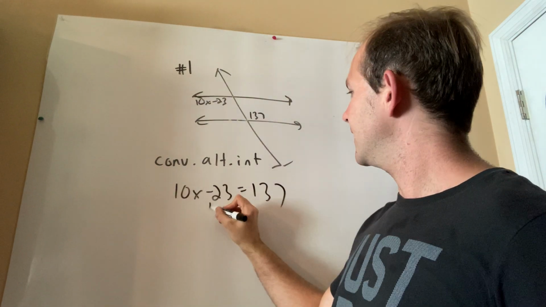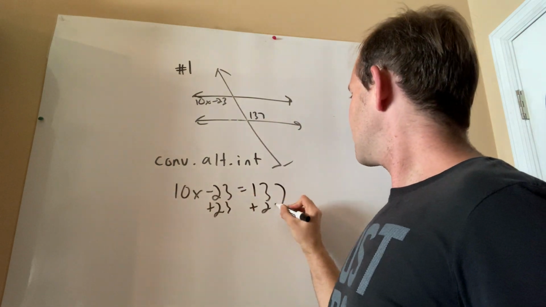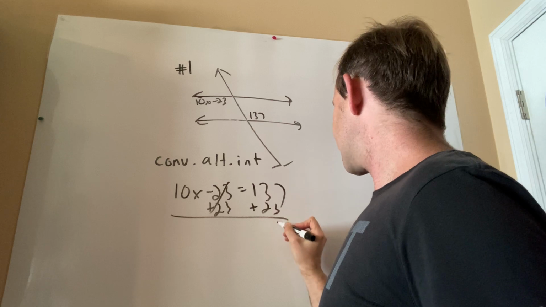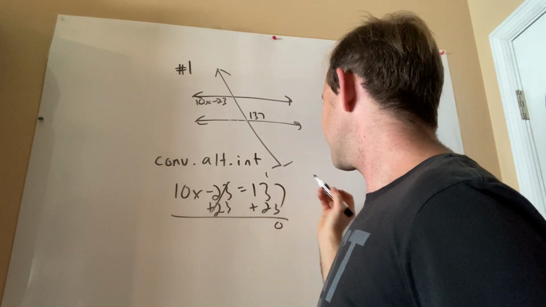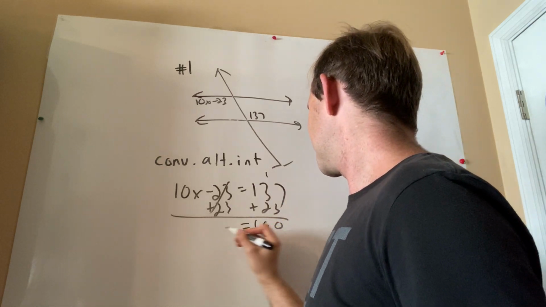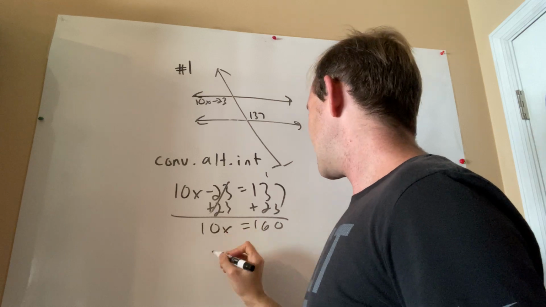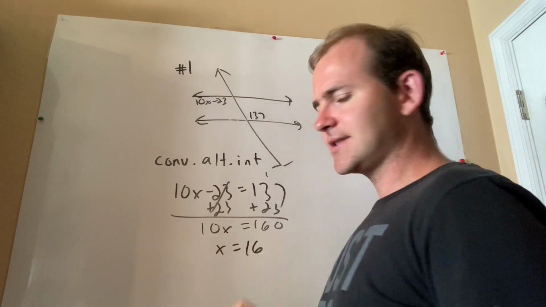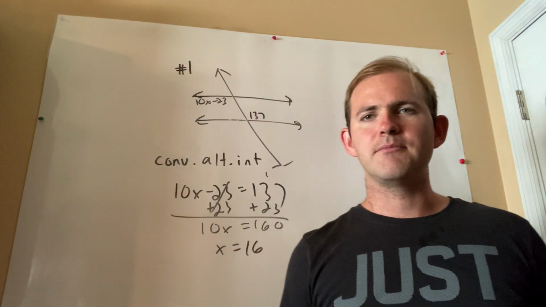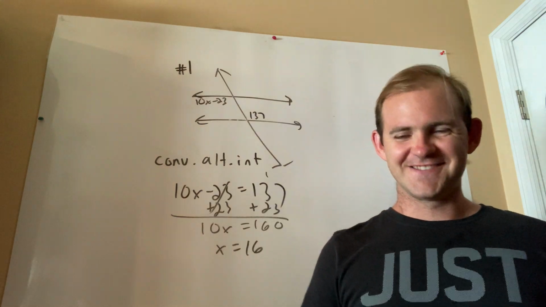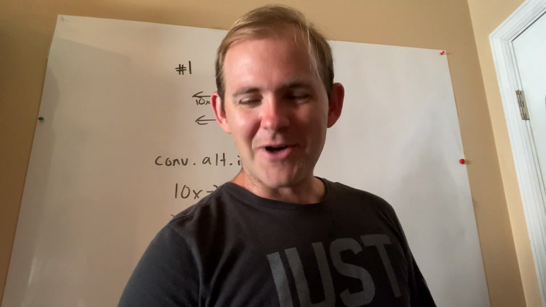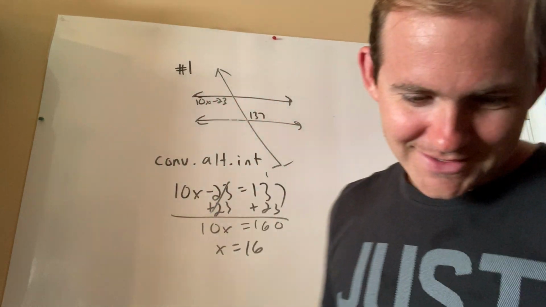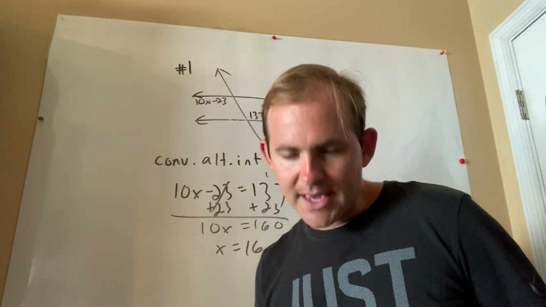2 steps, right? So I would add 23 to both sides. Please, for the love of all that's good and holy, do not use a calculator, okay? And divide both sides by 10, and I get x equals 16. Bam. Done. Let's take a look at one more example just to make sure, and that one will be example number 3.